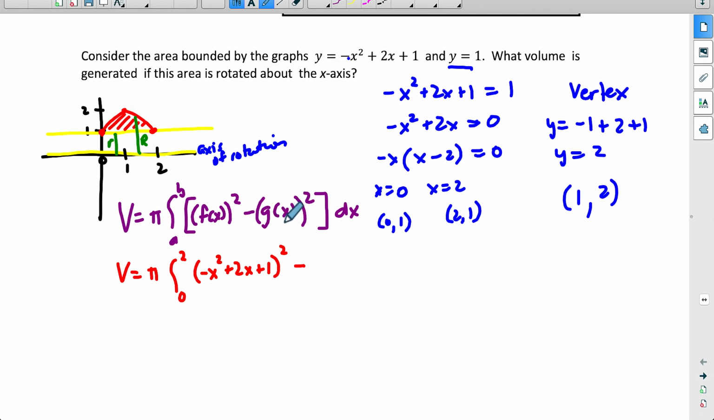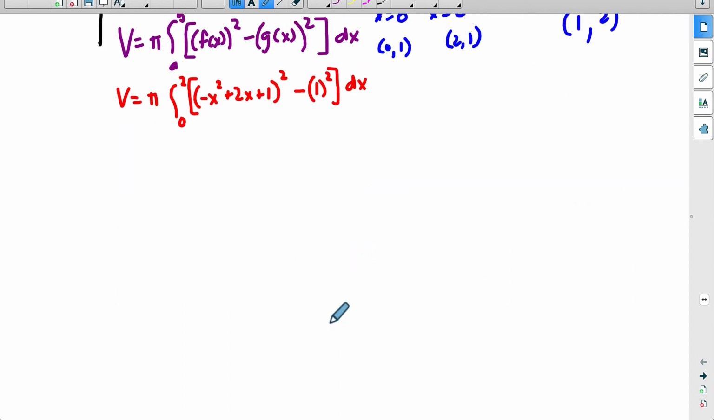Okay, now this is good news. For our g of x, that is the little r function, and as I already said, it stays the same. It's constant. That distance right there is always the same. It's always 1, so we only need to do 1 squared. So we'll do all that, and then we'll integrate in terms of x. So we're definitely going to have to simplify. We're not ready to integrate yet.